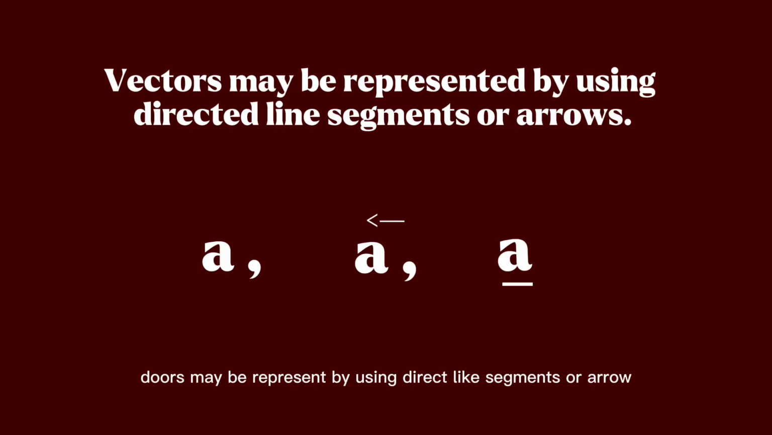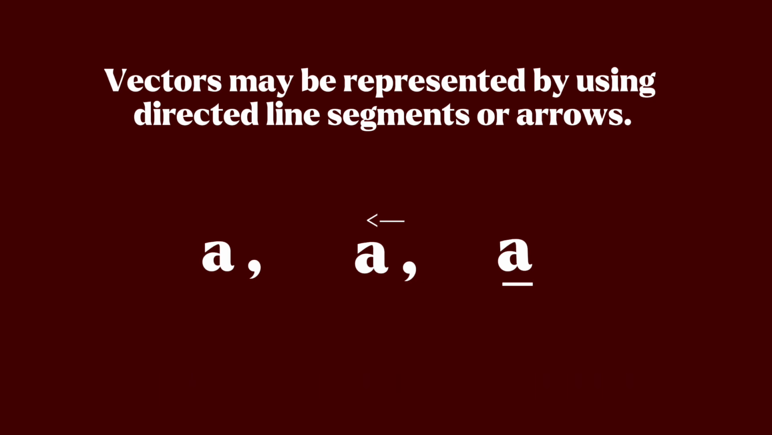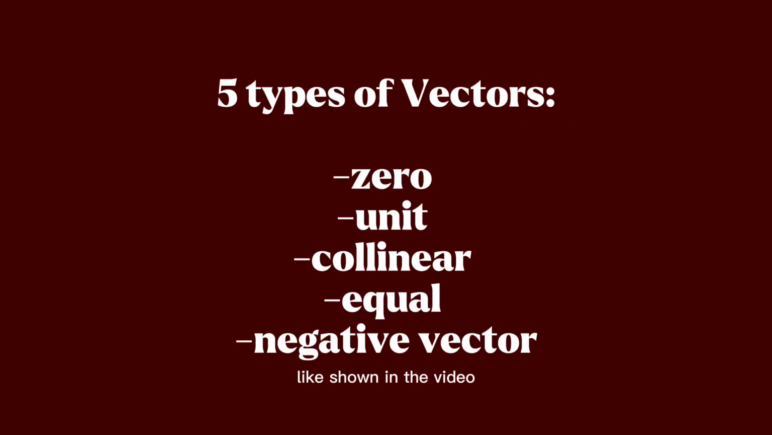Vectors may be represented by using directed line segments or arrows, like shown in the video. The 5 types of vector are zero, unit, collinear, equal, and negative vector. Here are 3 examples of vectors that apply in real life.